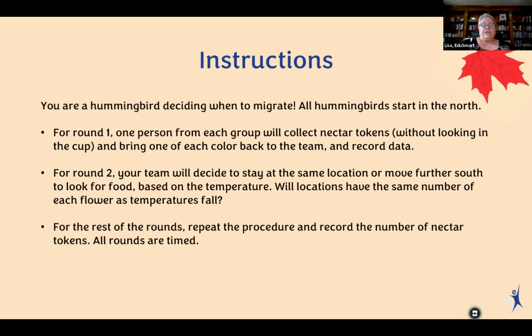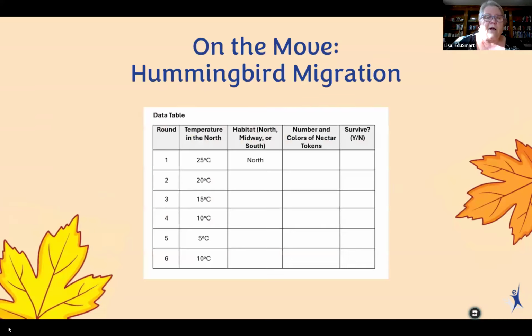For round 2, you started in the north, but for round 2, the temperature went down a little. And so are you going to stay where you are? Or are you going to move a little bit south? And this is where the game can get tricky, because if everyone moves south immediately, there's not as much food, because the southern part of the range is also experiencing fall, even though the temperatures may be warmer than it is up in Canada. And so if everybody moves too early, then they're going to run out of food before they can get to their final spot.